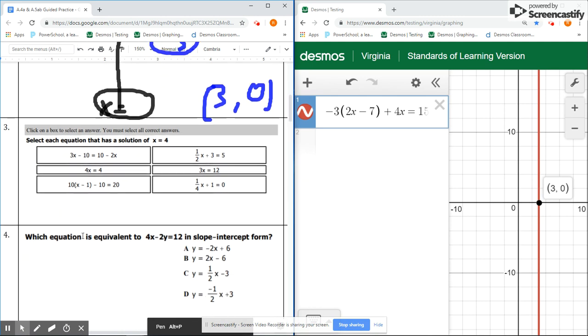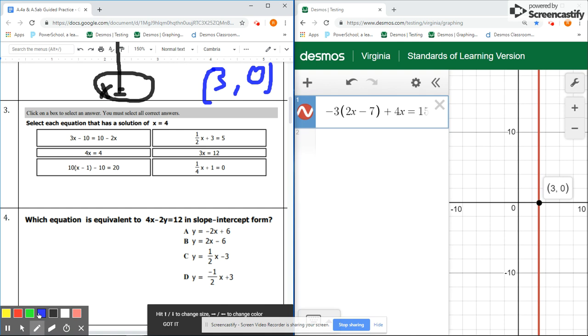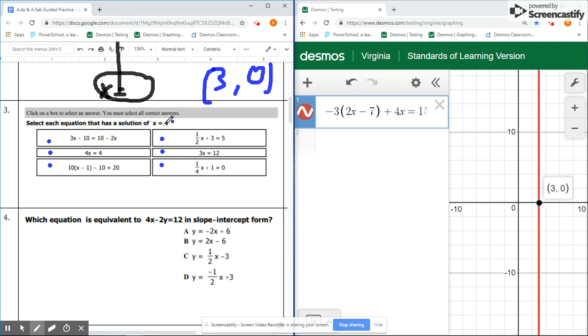All right, number 3, I'm going to have you do by yourself. At the conclusion of this video, it says select each equation that has a solution of 4. So we would type in each of these equations, type in all 6, and we would see where the solutions were. Okay, if we had this graph here, the solution would be 3. So we would not circle any of the answers. We're only going to circle when the solution is equal to 4. Okay, so you can do that when this video is finished.